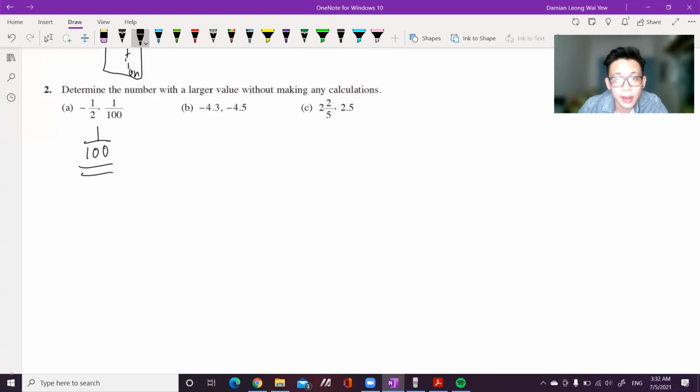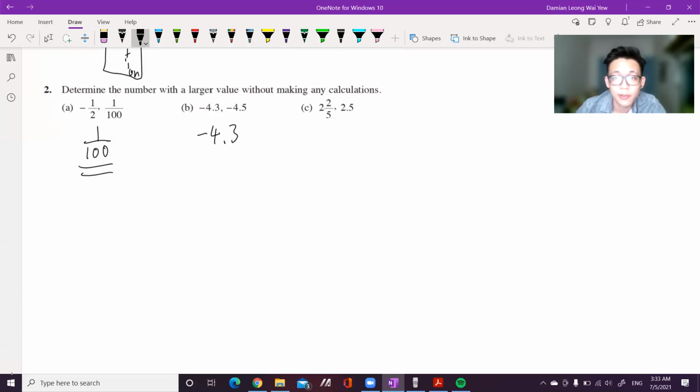This one, if I compare, negative 4.5 is further to the negative side. Means negative 4.5 is smaller. So negative 4.3 will be the larger value. When you go further to negative, it's smaller. Further to the positive side, it's bigger.